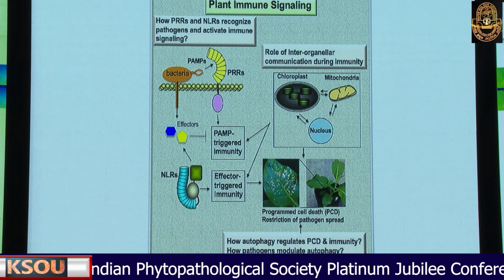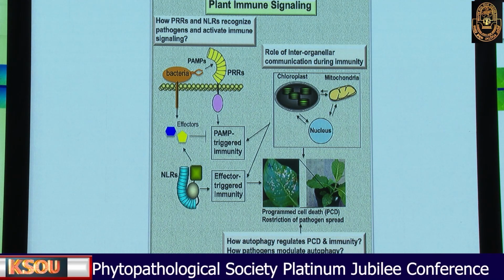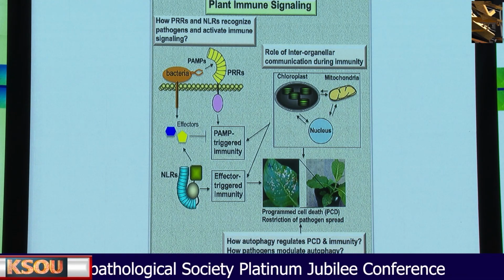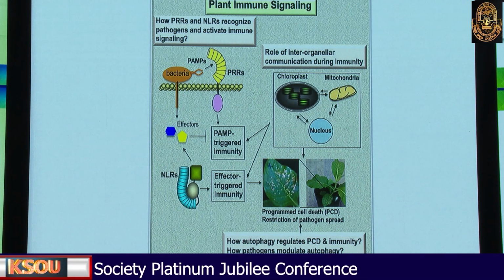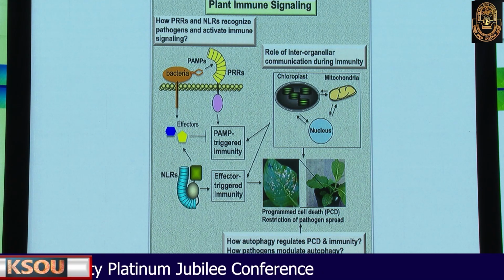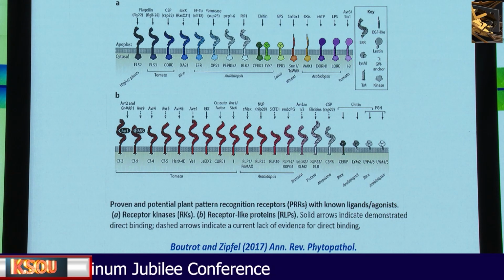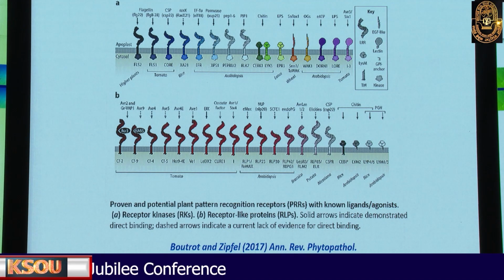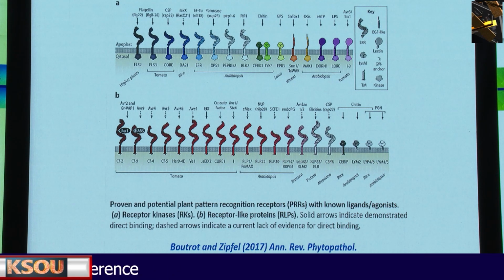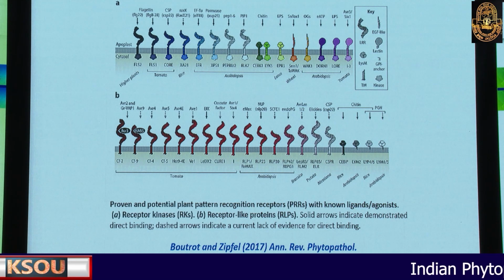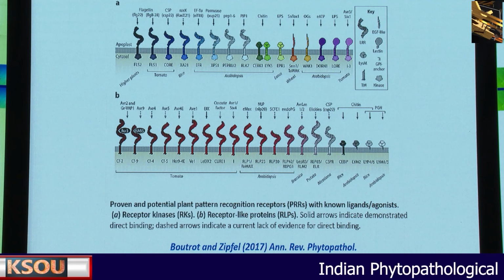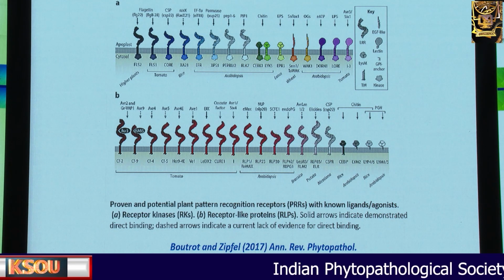Now how the pattern recognition receptors at the cell surface and the nucleotide binding, leucine-rich repeats in the intracellular space are interacting with the molecules emanating from the microorganisms is being studied. One quick summary of it is there are two types of receptors that you find. One is the receptor kinases. The top panel is talking about the receptor kinases, which have an intracellular kinase domain and an extracellular domain, which interacts with the molecules coming from the microorganism.